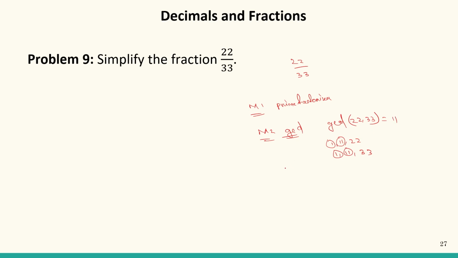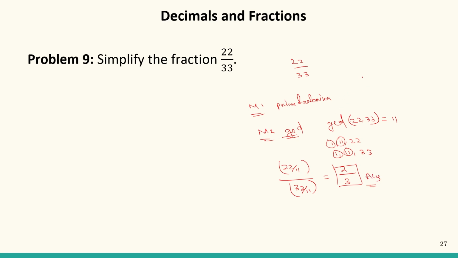So what we will do is we will divide 22 by 11 and divide 33 by 11 in the denominator, just to equalize things. So what it will give us is 2 by 3. So this must be the answer. Okay, so let's see it by prime factorization.